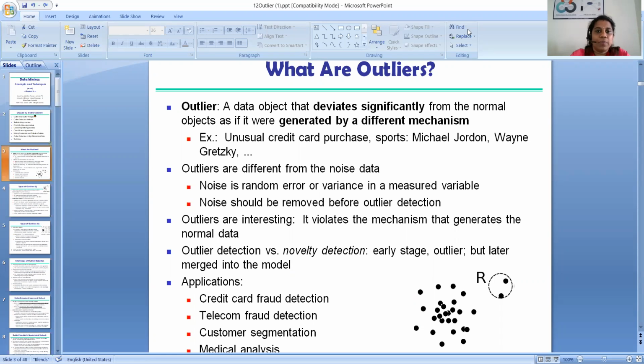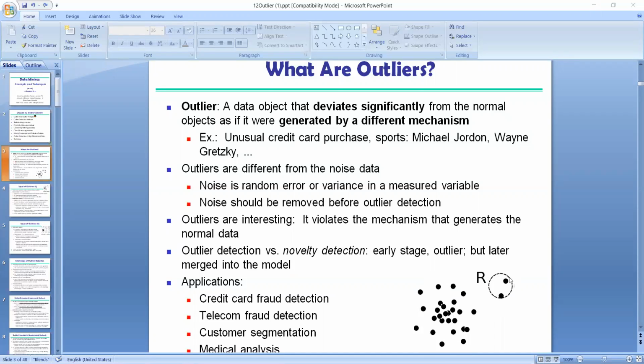An outlier is a data object that deviates significantly from the normal objects, as if it were generated by a different mechanism. You can see a set of data points here, and all these data points we can make a cluster. Here are two other data points, right? These two data points' behavior is completely different from these data points. So I can call this an outlier. It is showing an exceptional or unexpected behavior, so we can call it an outlier, right?